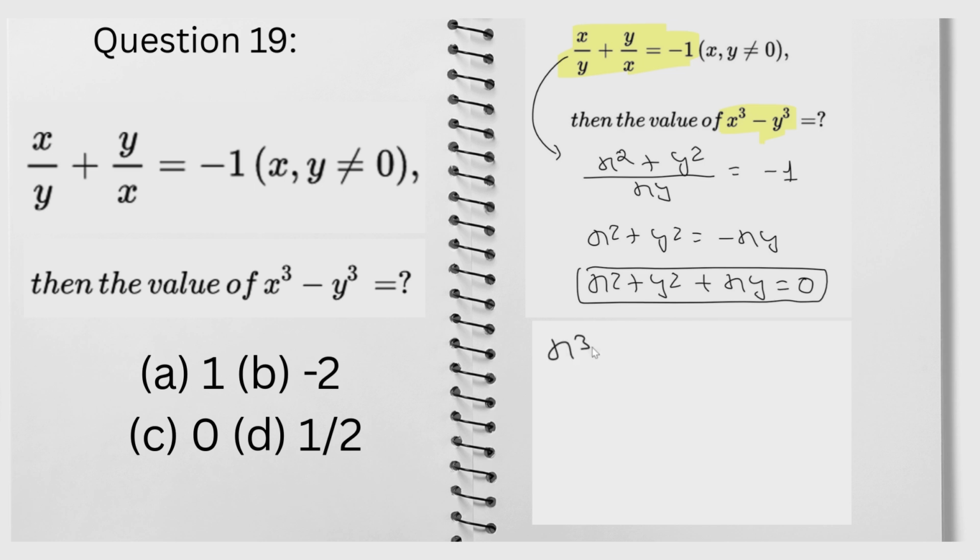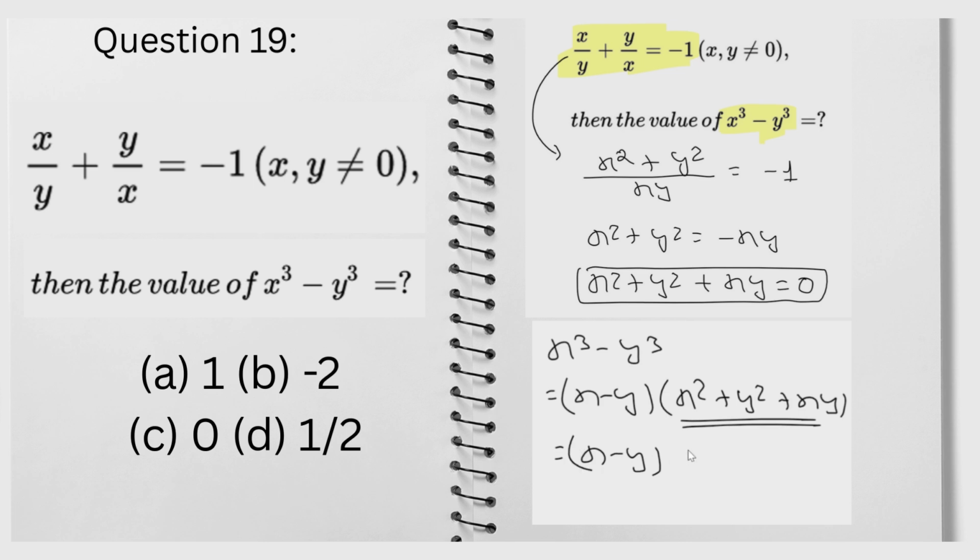Next, we are going to apply the identity of x cube minus y cube, and that is equal to x minus y times x square plus y square plus xy. Since this is 0, therefore we can say that x minus y multiplied by 0 should result to give you 0. So now we can say that the value of x cube minus y cube, which we are asked to find out, comes out to be 0 in this case.